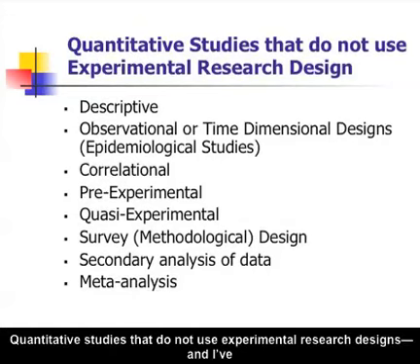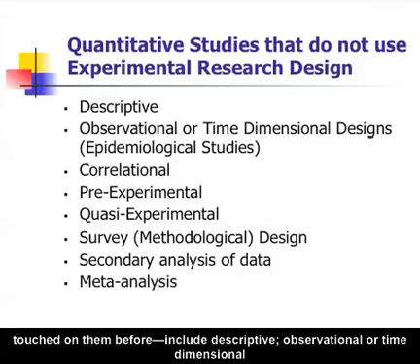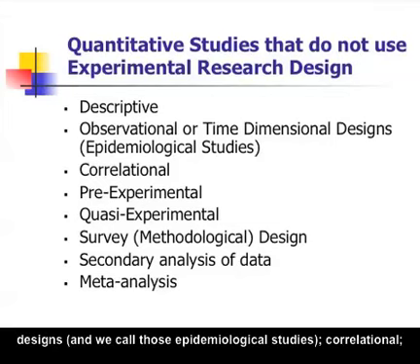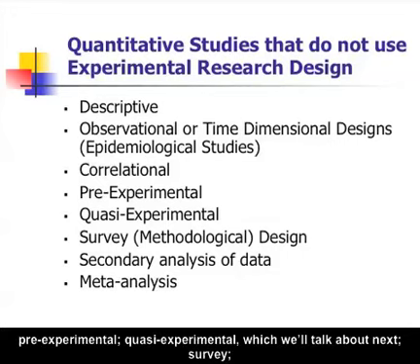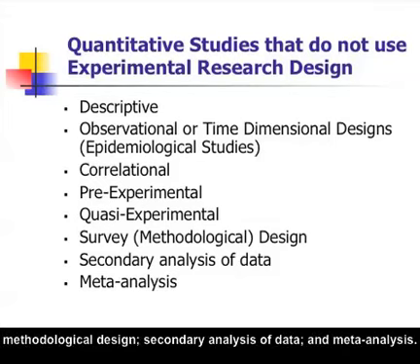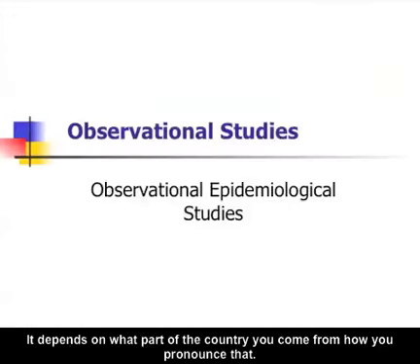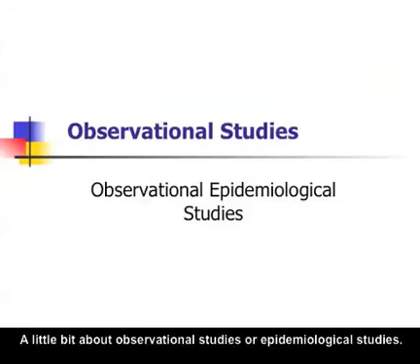Quantitative studies that do not use experimental research designs, and I've touched on them before, include descriptive, observational or time-dimensional designs, and we call those epidemiological studies, correlational, pre-experimental, quasi-experimental, which we'll talk about next, survey, methodological design, secondary analysis of data, and meta or meta-analysis. Depends on what part of the country you come from, how you pronounce that. A little bit about observational studies or epidemiological studies.